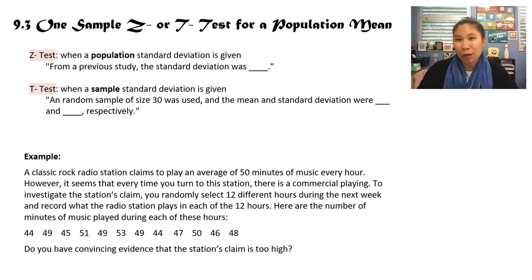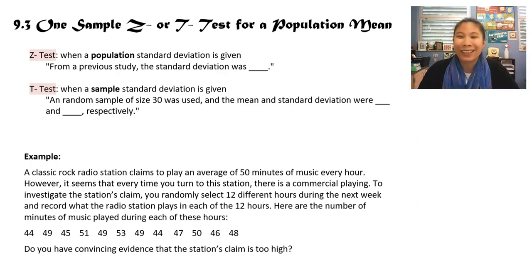So if you remember from the confidence interval chapter, there were two different ones that we could do, either a Z confidence interval or a T interval, because depending on what type of standard deviation you were given, that's how you determined whether you used a Z star or a T star. With hypothesis tests, same thing. We can either do a Z-test or a T-test for a population mean.